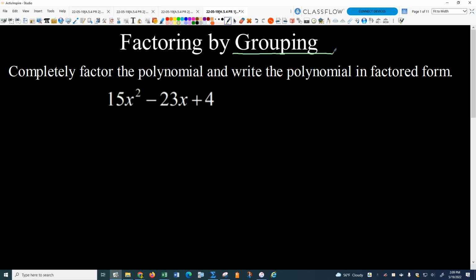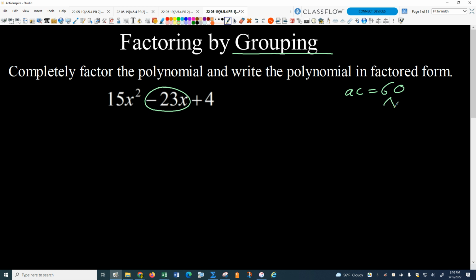Got an idea? You do. Okay, I'll translate that. You multiply a times c, so we're going to multiply the 15 times the 4, and we get 60, right? So we want to find magic numbers that multiply to 60 and add to negative 23. So what would those numbers be? Yeah, negative 20 and negative 3, right?